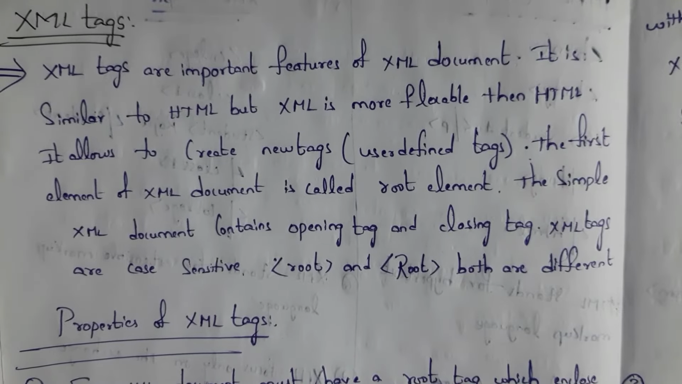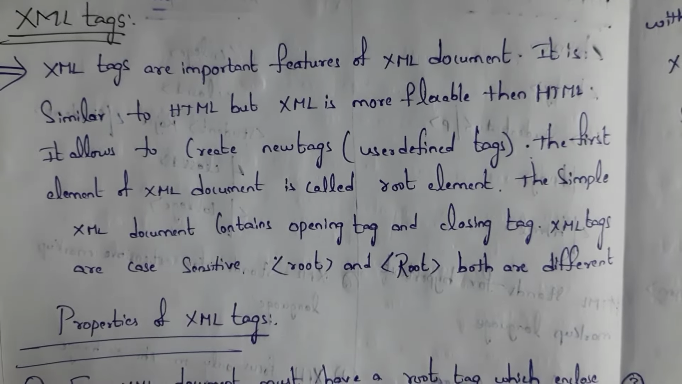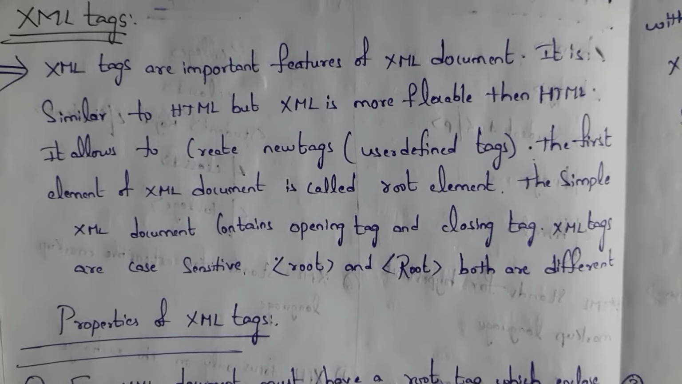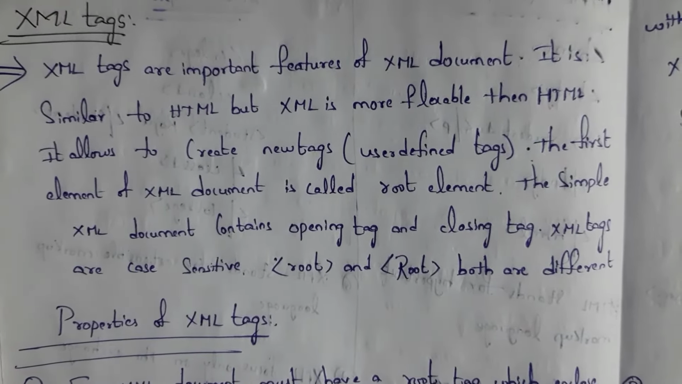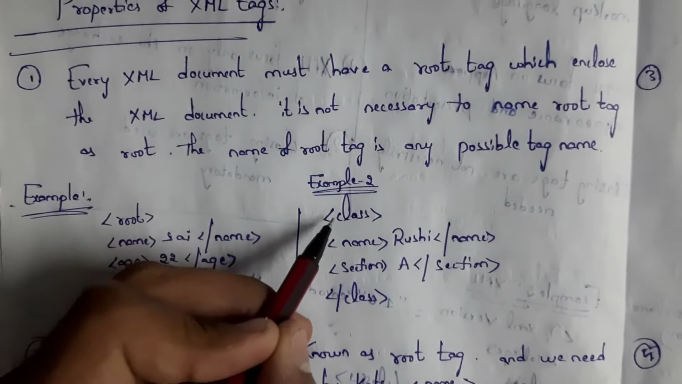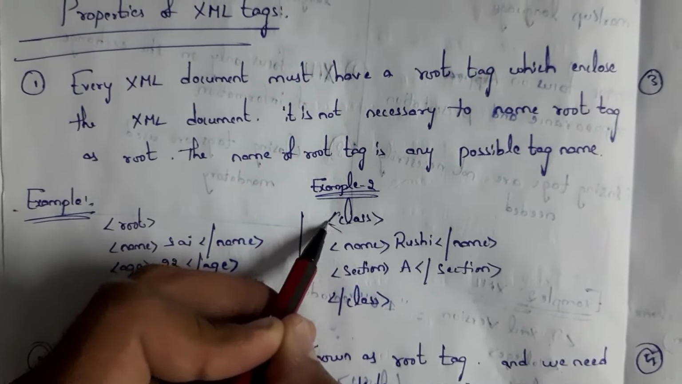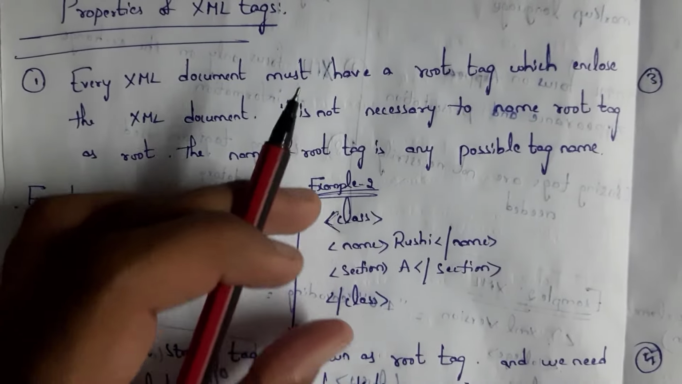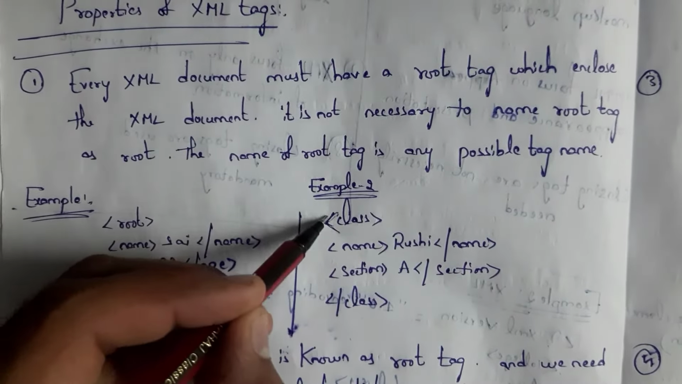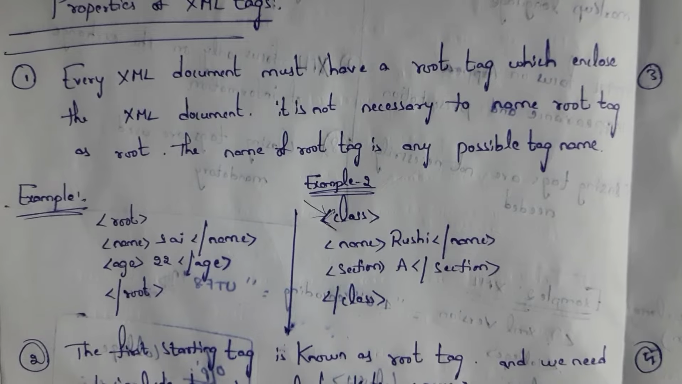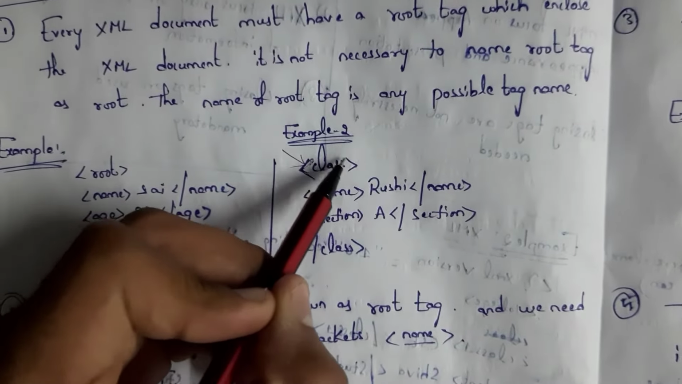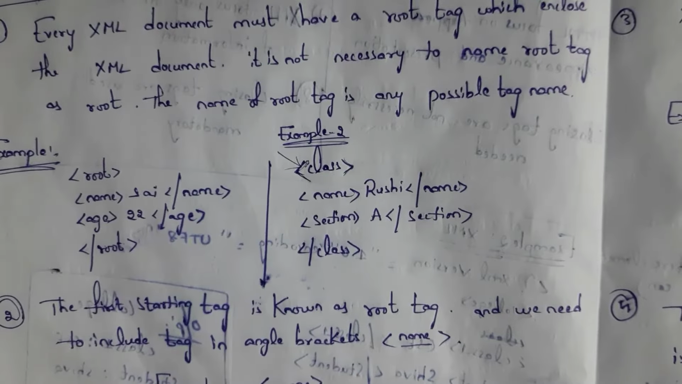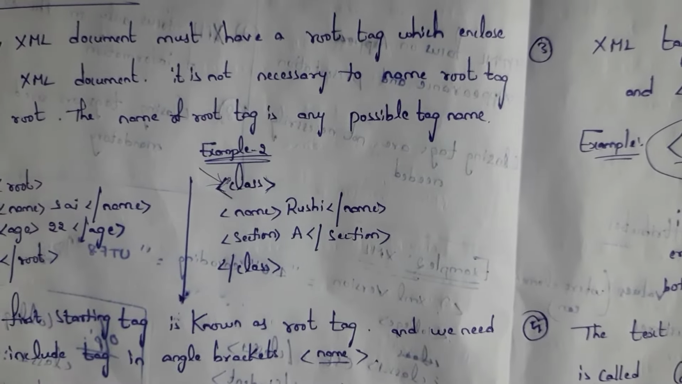This topic is XML tags. As I said before, we can create our own tags in XML. XML is more flexible than HTML because we can create our own tags in XML. If you consider this example, the starting tag is known as the root element. Whatever starting tag that we write is known as the root element, and we can give any name to our root element. And definitely we need to include open angle bracket and closed angle bracket for this root element. And for every open tag there should be a closed tag.